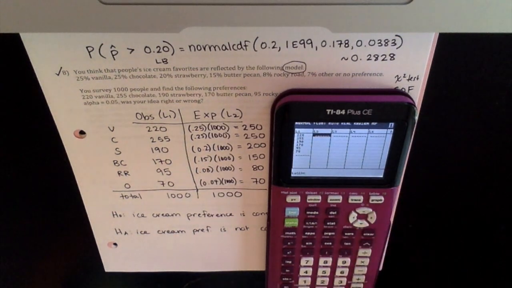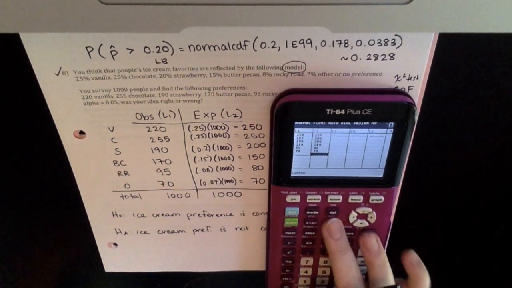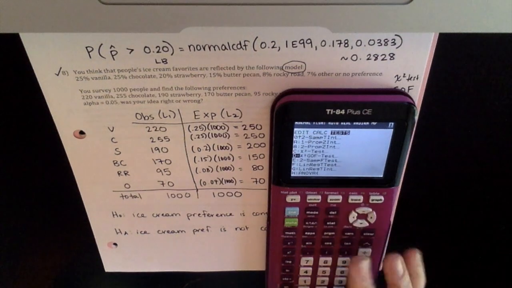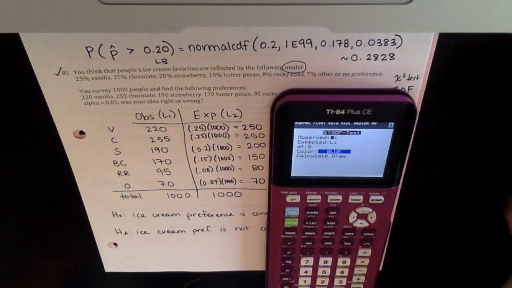And I'm going to put my expected counts into list 2. So 250, 250, 200, 150, 80, and 70. And now I'm going to run my chi-square test. So stat, arrow left, all the way up to the goodness of fit test. My observed are in list 1, my expected are in list 2.